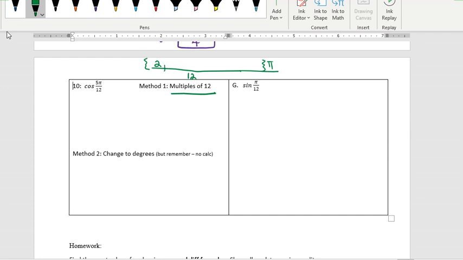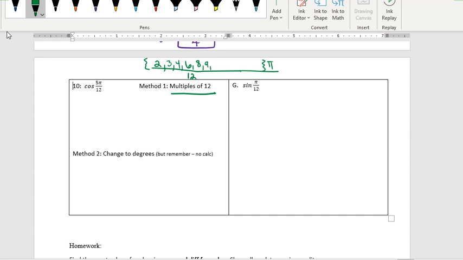3 will go into 12, and that would reduce to 1/4, or pi over 4, and that's on the unit circle. 4 reduces to 1/3, or pi over 3, on the unit circle. 5 pi over 12 is not on the unit circle, so I'm not going to put 5. 6 over 12 is pi over 2. 7 over 12 is not on the unit circle. 8 over 12, you can divide out by 4. It becomes 2 over 3. So 2 pi over 3 is on the unit circle.